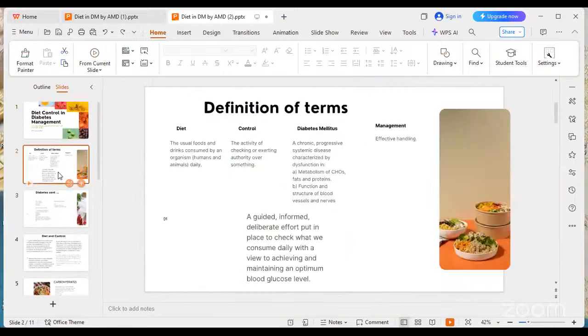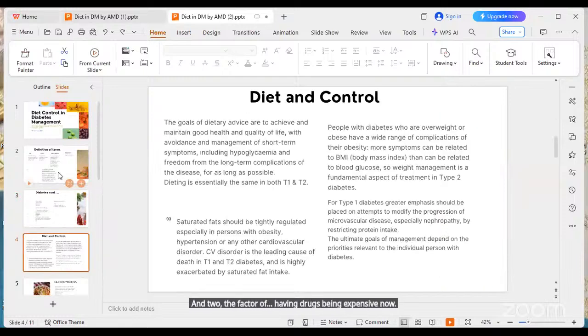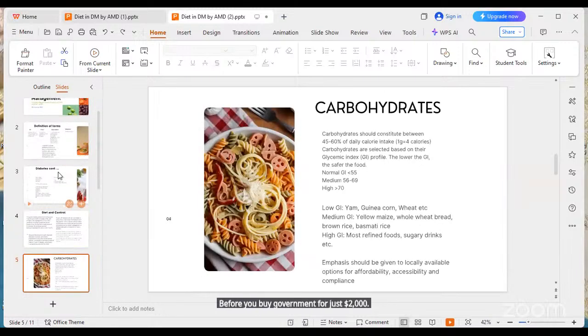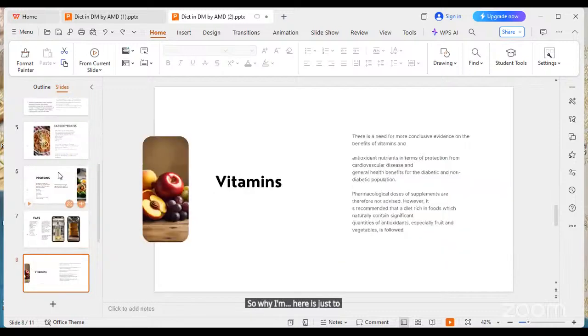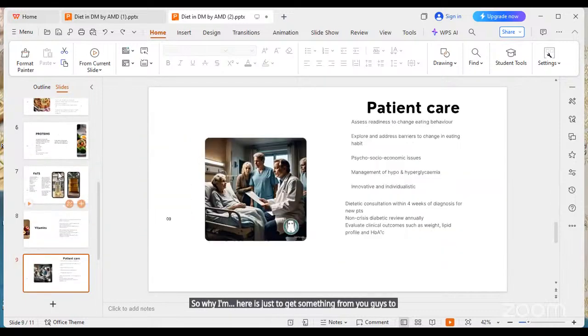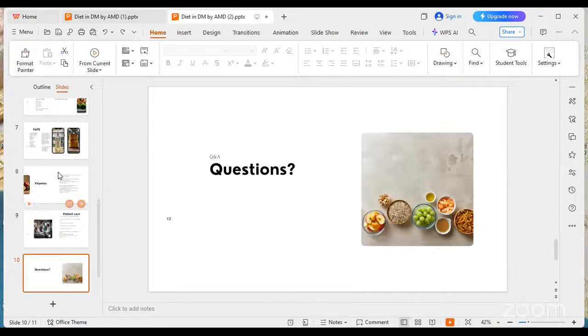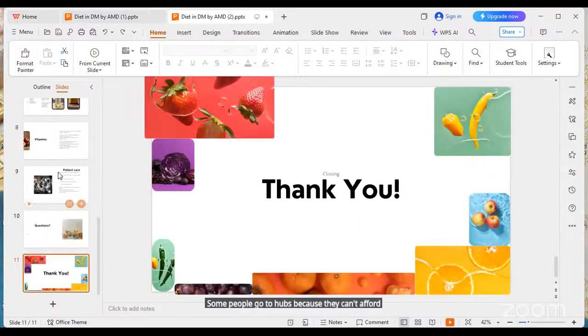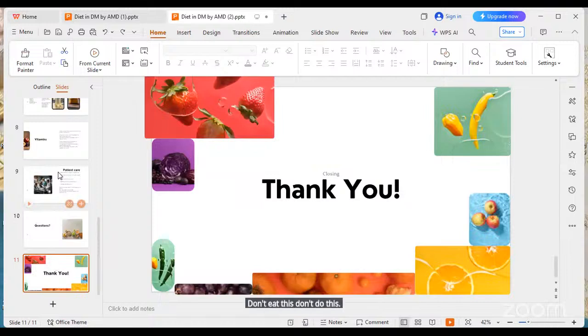And two, the factor of drugs being expensive now. Before, you could buy a medication for just 2,000, now it's about 9 to 10,000. So why I'm here is to get something from you to understand it better and also tell you the side of a patient. Some people go to herbs because they can't afford all these medicines. Sometimes doctors don't give them a soft landing. We tell them don't eat that, don't eat this, don't do this, and once they come out, that's why they have that craving.